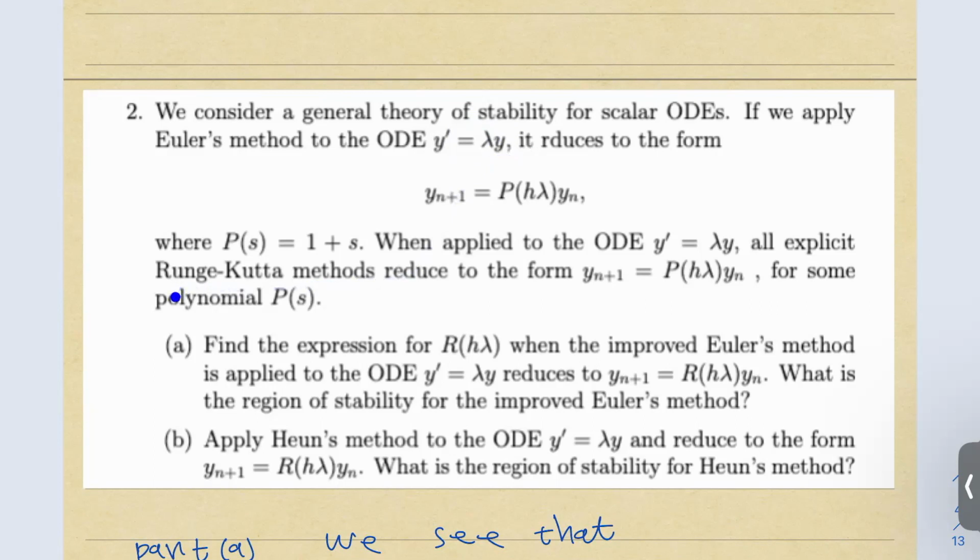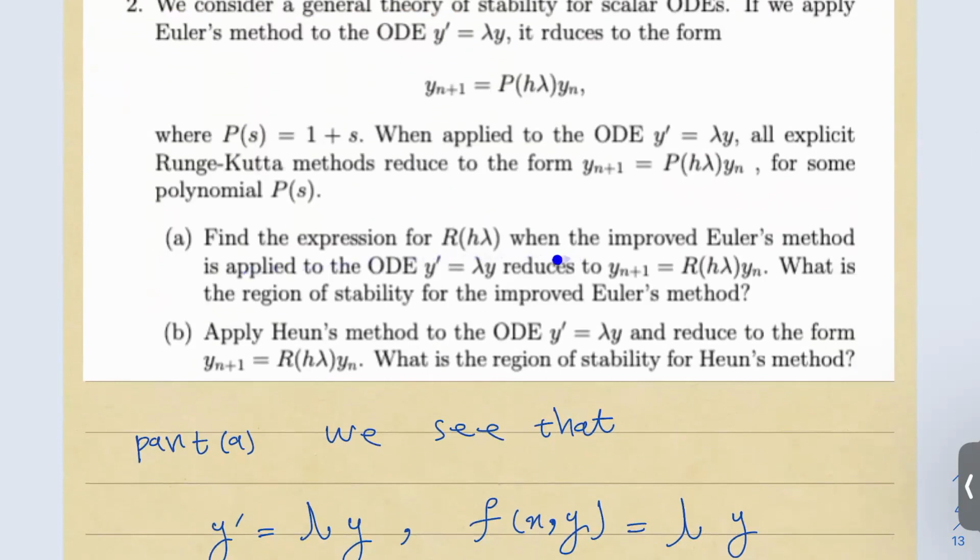Now, there are some explanations here. All right. So part A tells us the condition on h lambda, which is the same as P of h lambda for improved Euler. Before doing part A, what's written? P of s is 1 plus s, okay? So Euler's method. So we can have a look at this one as well. And y prime is lambda y, with h.